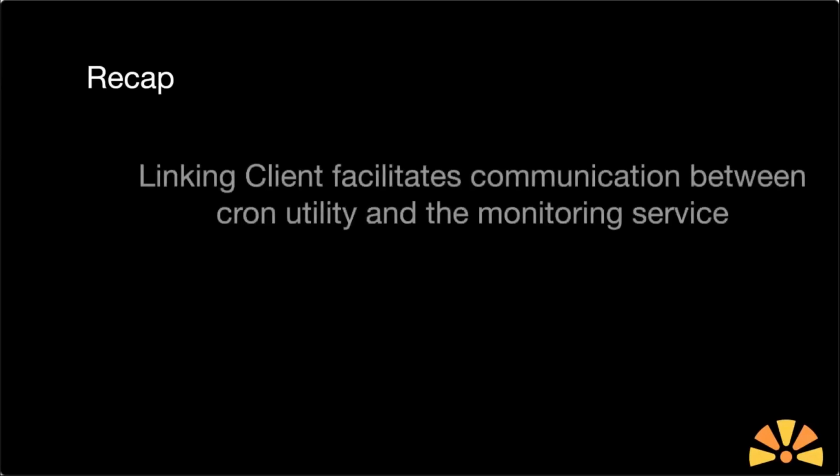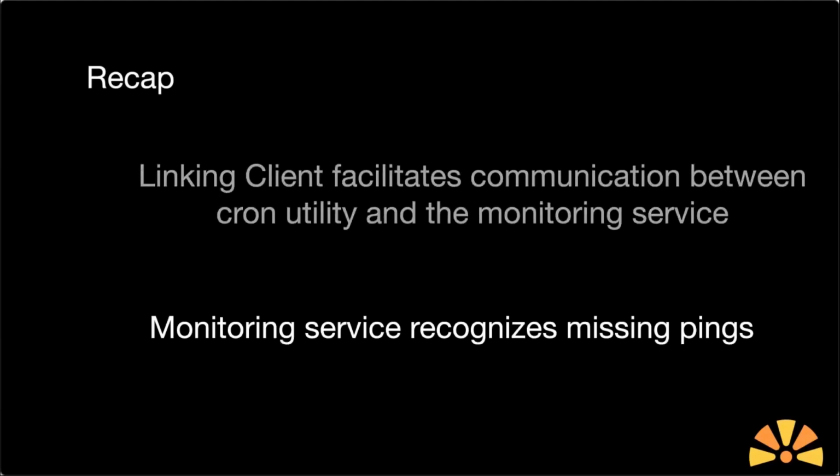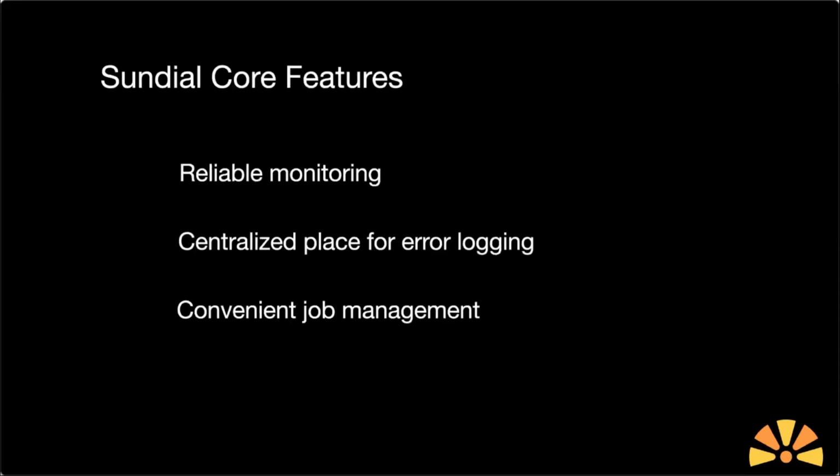So, in this section, we've seen how the linking client facilitates communication between the cron utility and the monitoring service, both before and during the execution of jobs. The monitoring service recognizes missing pings with the help of the task queues. Combining these two elements allows Sundial to achieve the first two of its stated core features: reliable monitoring of the user's cron jobs and a centralized place for error logging.